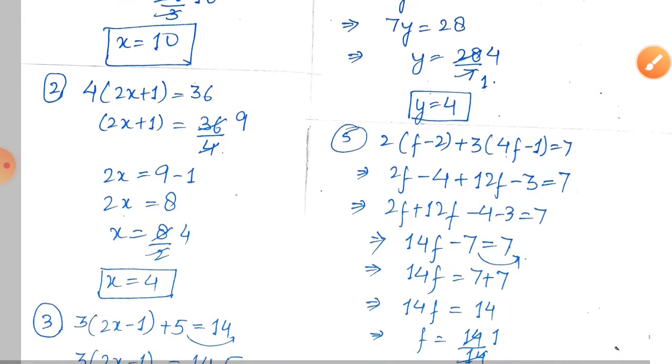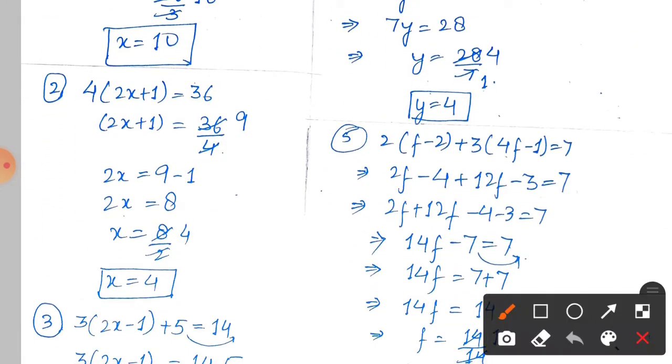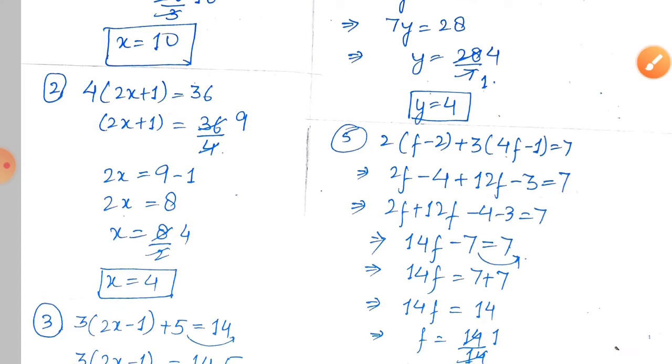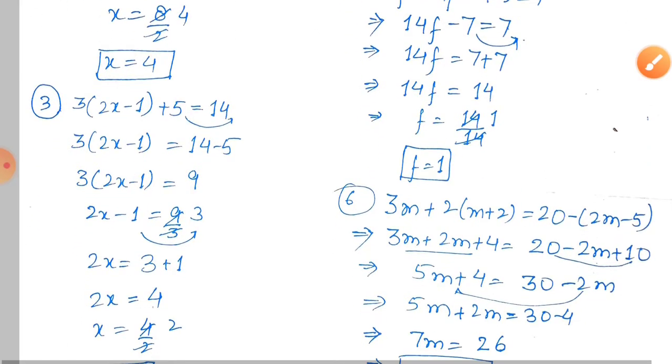Now come to the second equation. Here the second equation is 4 multiplied by (2x plus 1). So here a bracket is there. These things you have to keep in mind. The bracket is there, so we first have to transpose 4 towards the right side. Since 4 is in the form of multiplication, once we transpose it, it will become division, and after that we will apply the transposition method and x is equal to 4.